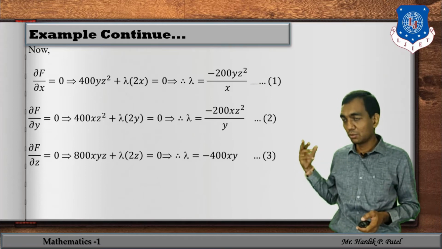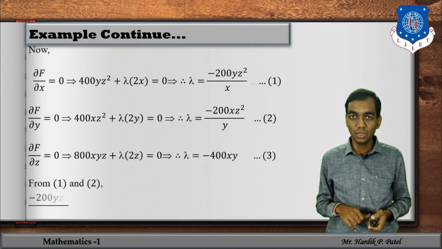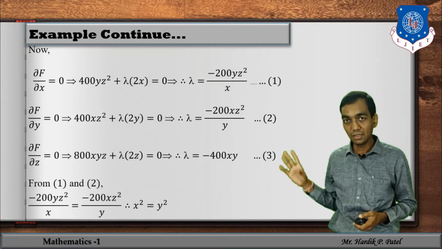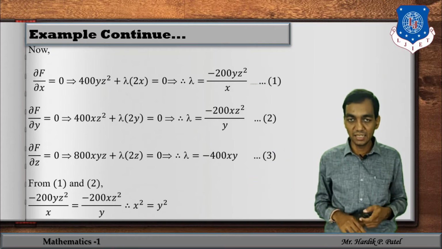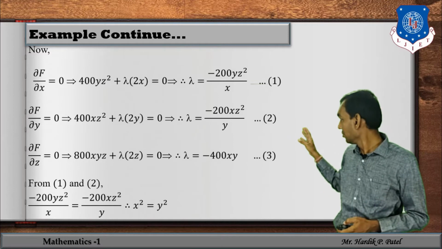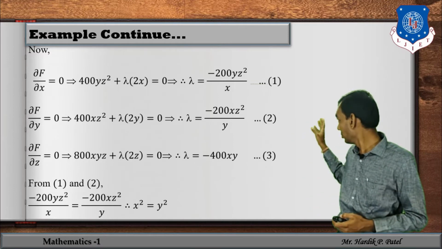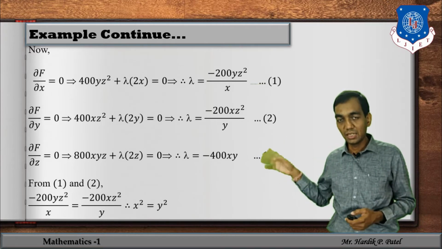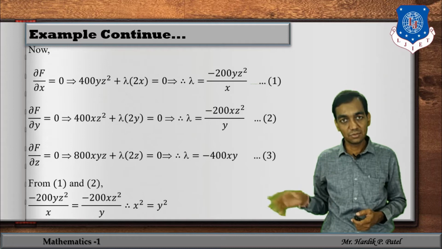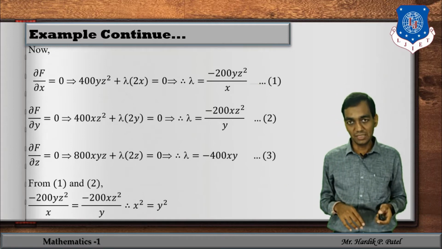Now, we are going to solve two at a time. So, from equation 1 and 2, we equate them, because the left hand side is the same, so the right hand side is going to be the same. So, you will have minus 200yz square upon x is equal to minus 200xz square upon y. Minus 200 cancels out from both sides, z square cancels out from both sides, and that will give you x square is equal to y square.